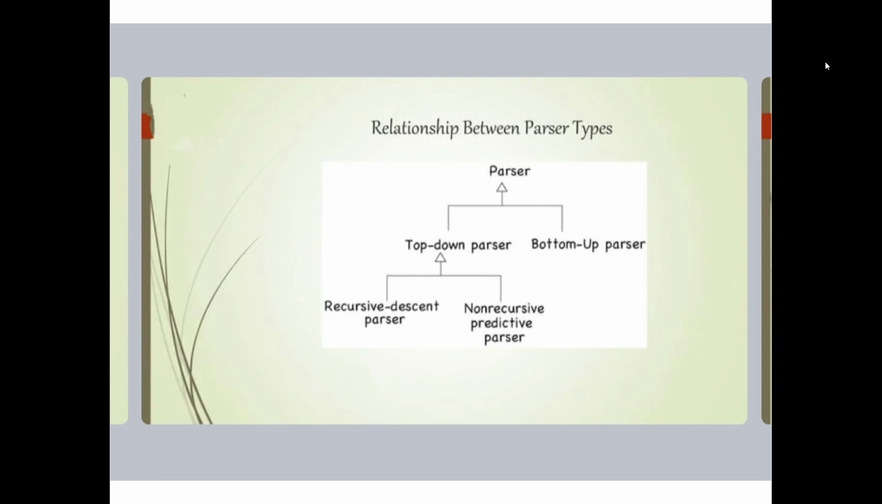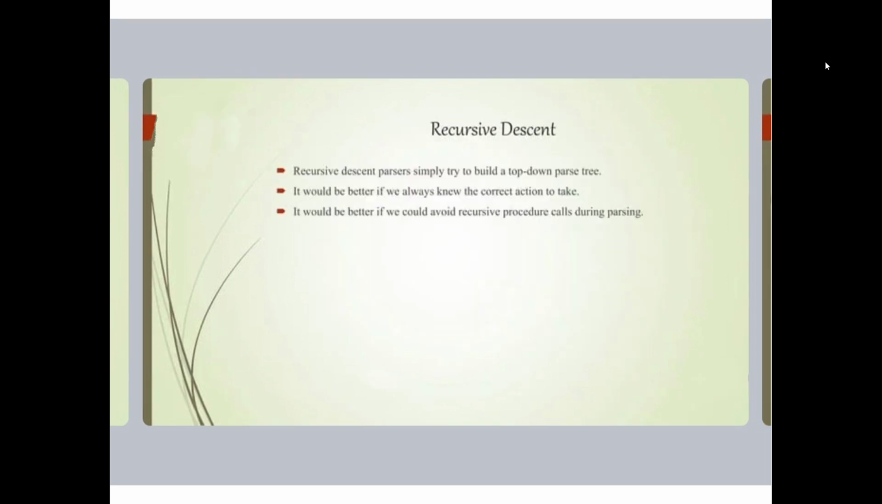This is the relationship between parser types. First one is parser. Under parser there are two types. First one is top-down parser and the second one is bottom-up parser. Under top-down parser, again there are two types: recursive descent parser and non-recursive descent parser. Recursive descent parser.